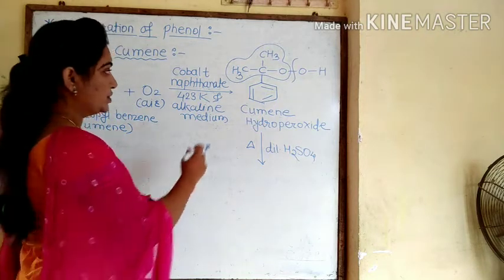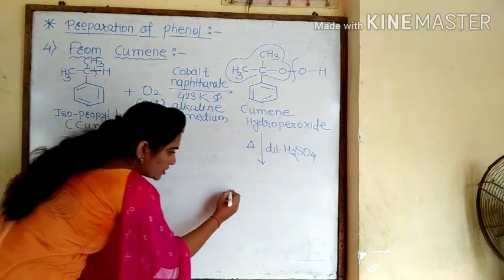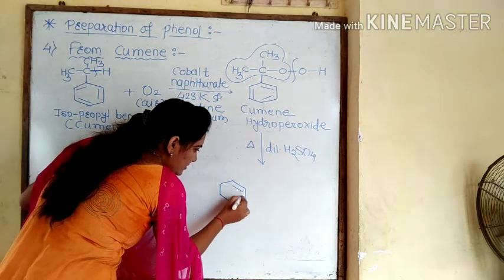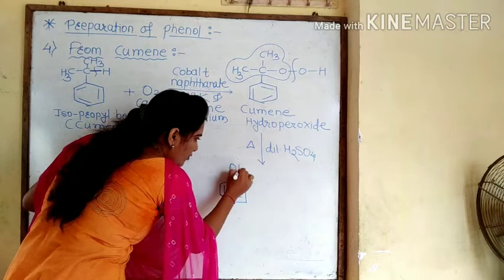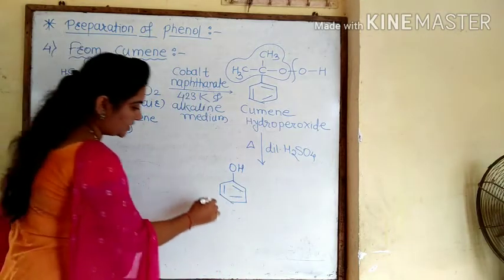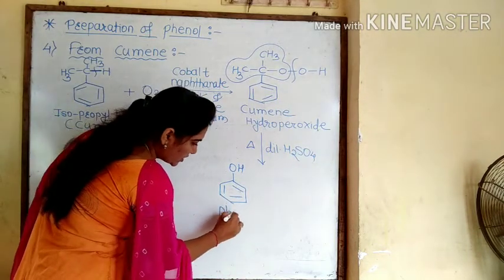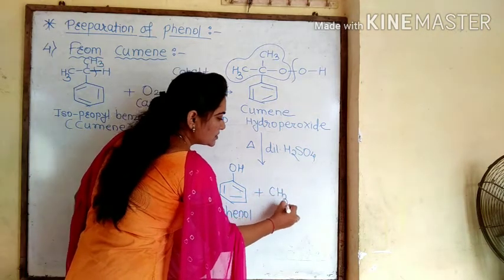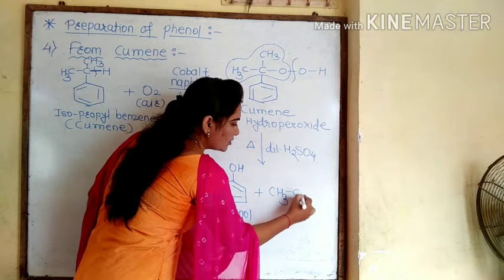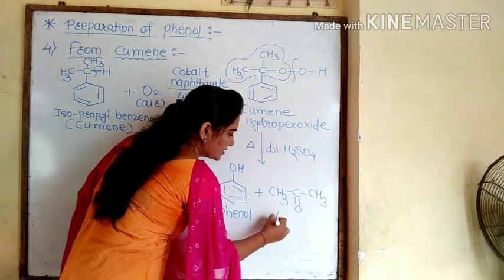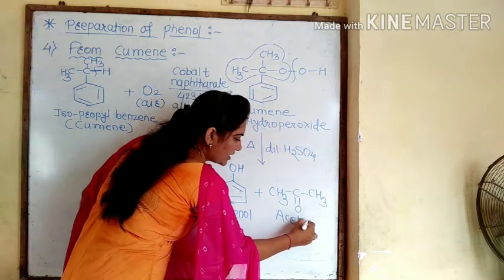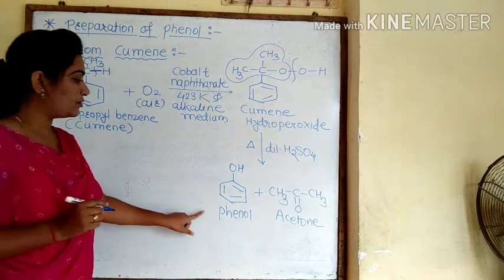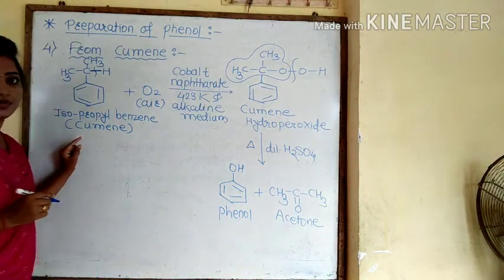Phenol formation. So here formation of phenol like this, here presence of OH. Okay, so here formation of phenol with the loss of CH3COCH3, that is acetone molecule gets removed. Okay, so in this way we can easily prepare phenol from the cumene molecule.